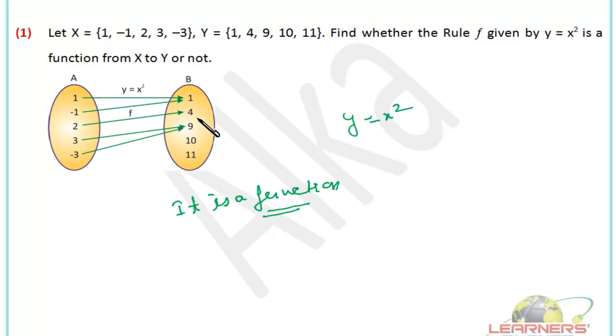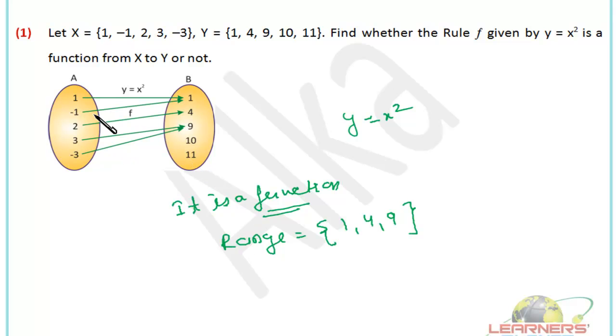Now if we talk about codomain, the codomain will be 1, 4, 9, 10 and 11, the entire set. But range will be what? Only the elements which have pre-images. So here 1, 4 and 9 have pre-images. Pre-image of 1 is 1 and -1. Pre-image of 4 is 2. Pre-image of 9 is 3 and -3. 10 and 11 don't have any pre-images, so they won't be part of the range.